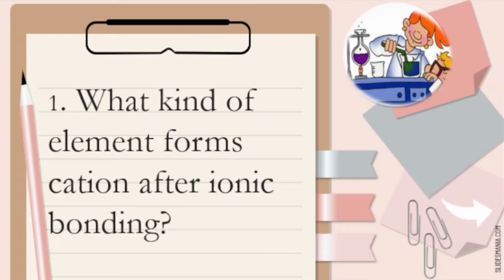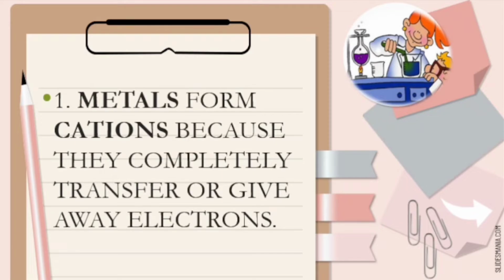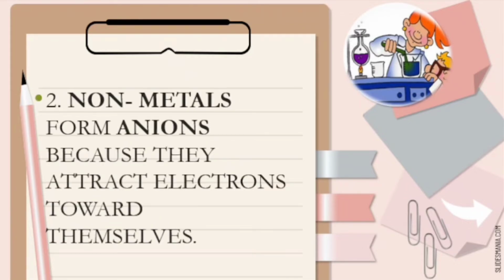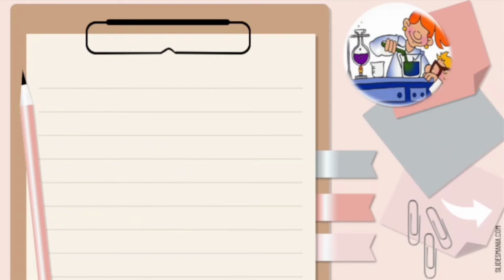Try to answer the following questions. What kind of element forms cation after ionic bonding? The answer is metals form cations because they completely transfer or give away electrons. What kind of element forms anion after ionic bonding? Non-metals form anions because they attract electrons toward themselves.